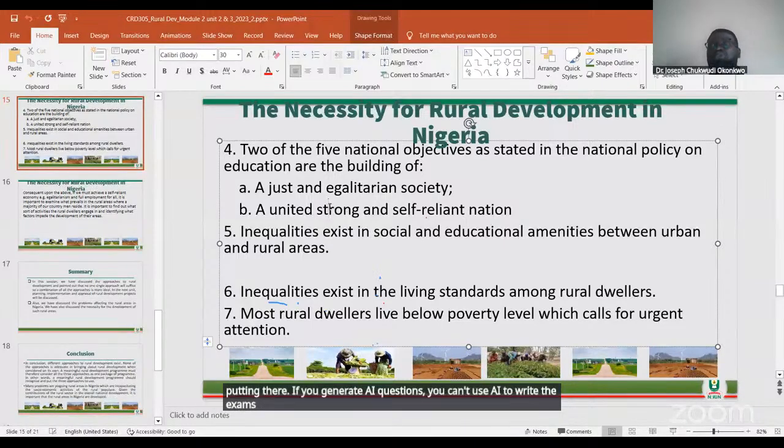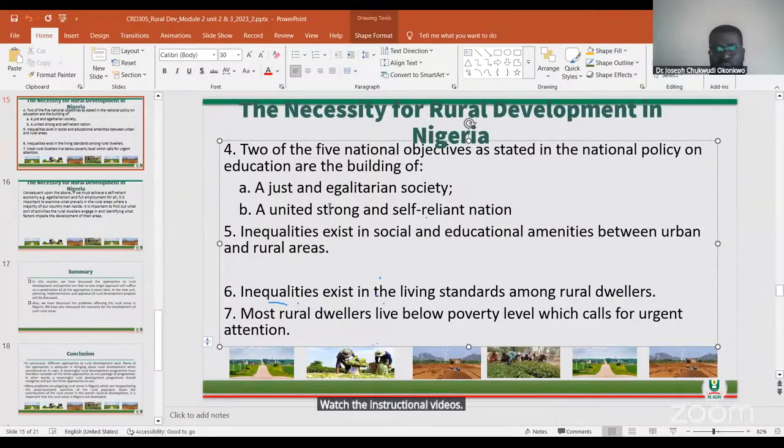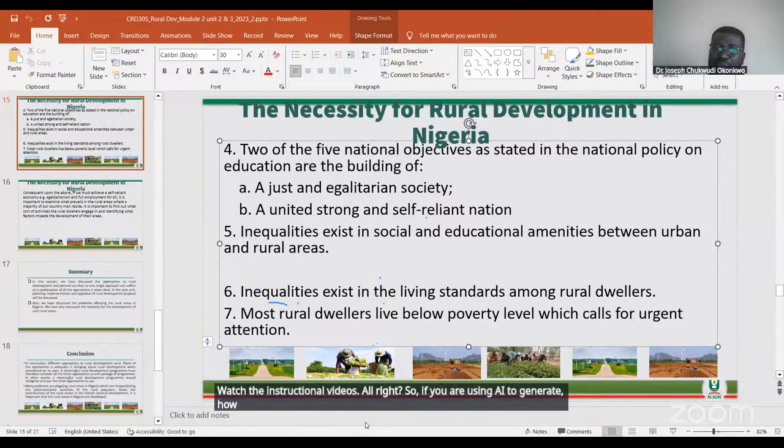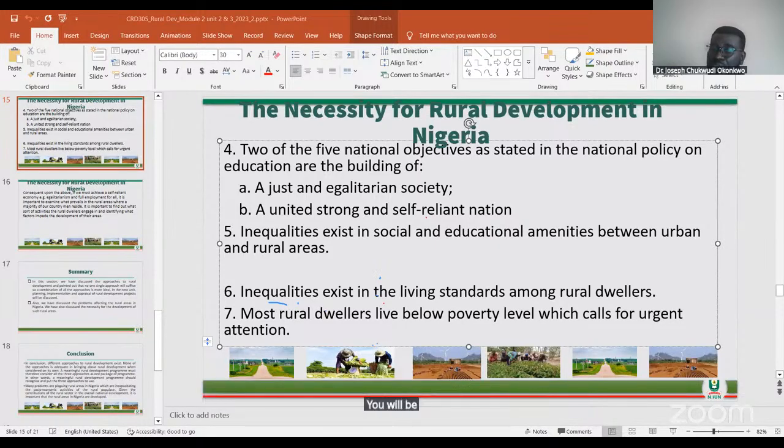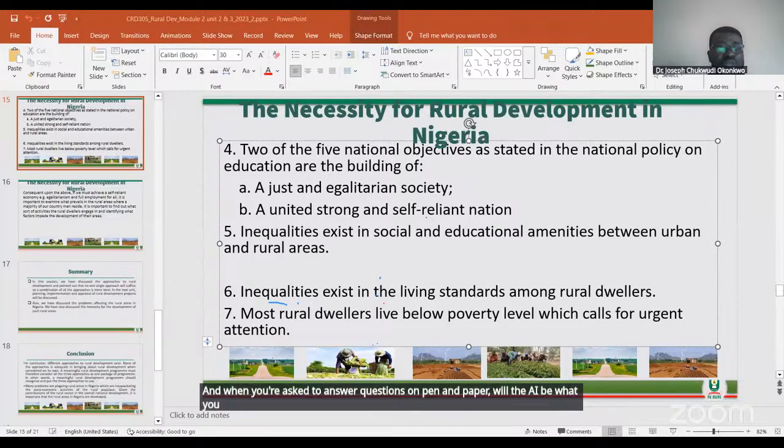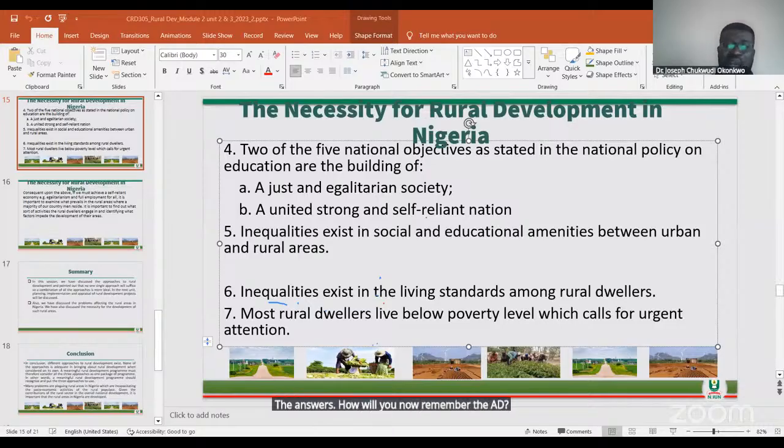The essence is for you to memorize some of the solutions, participate in the live session like we have here, and watch the instructional videos. All right. So if you are using AI to generate, how will you be able to answer the question on the day of the exam? Remember, on the day of the exam, you will be asked to answer questions pen on paper. And when you're asked to answer questions pen on paper, will the AI be what you use to generate the answers? How will you now remember the answers?